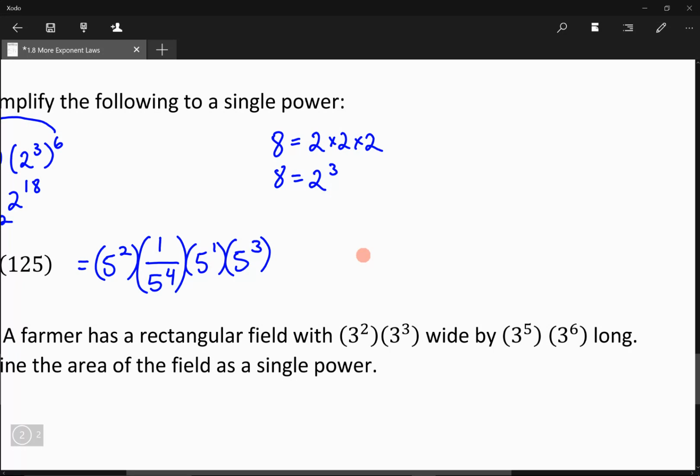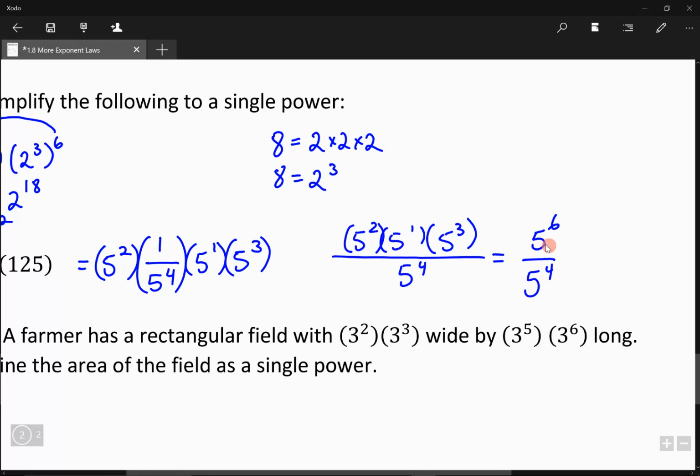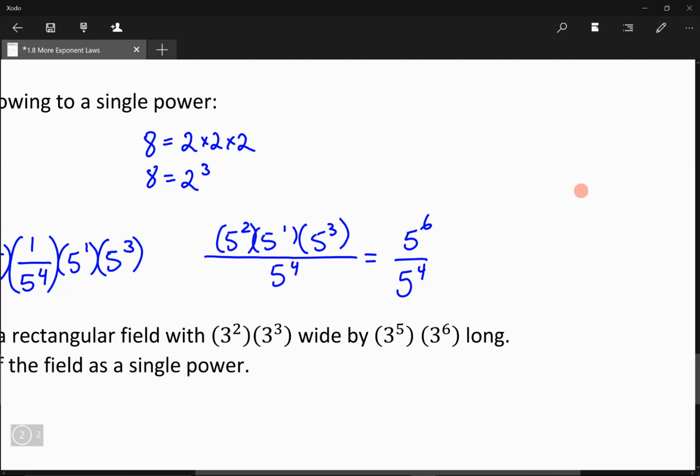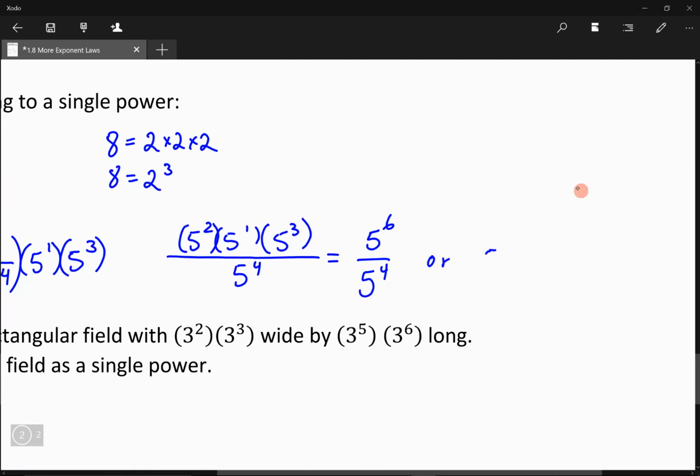So if I write this as one big fraction, on the top I would have 5 squared, 5 to the power of 1, 5 to the power of 3. On the bottom I had 5 to the power of 4. So if I multiply powers with the same base at the top, I just add their exponents. So 2 plus 1 plus 3 is 6. At the bottom I have 5 to the power of 4. And if I want to simplify two powers of the same base, but they're being divided, I just subtract their exponents. So 6 minus 4 is 2. So I'm going to say that this is 5 to the power of 2. And there you go.